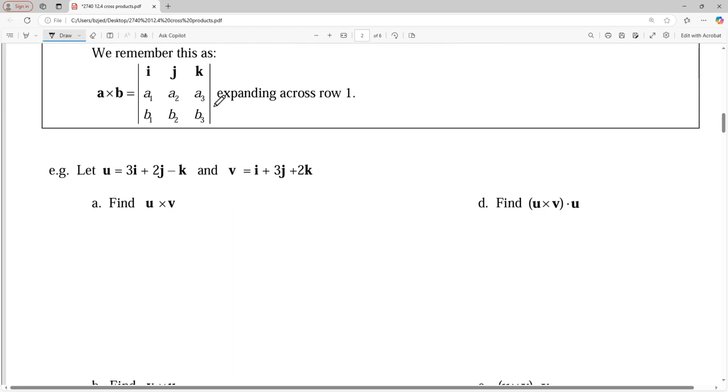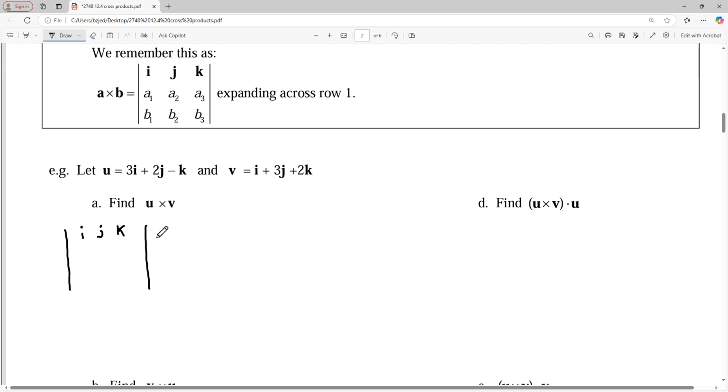When we were in vectors and I told you there's the dot product and then there's something else, this is the something else. So if I want to find u cross v, what I need to do is set up the determinant for u and v. My first row is always going to be i, j, k.